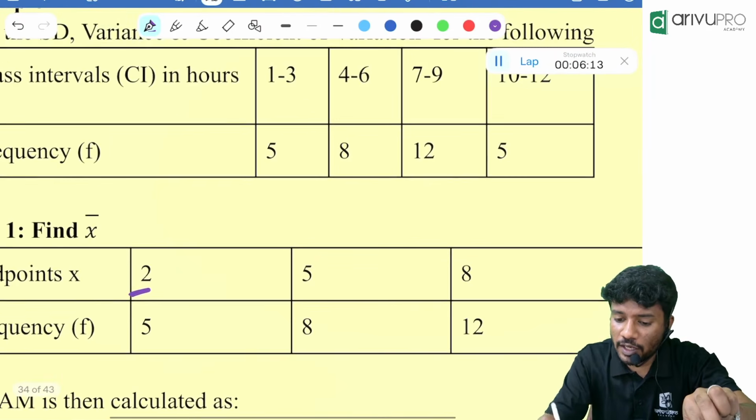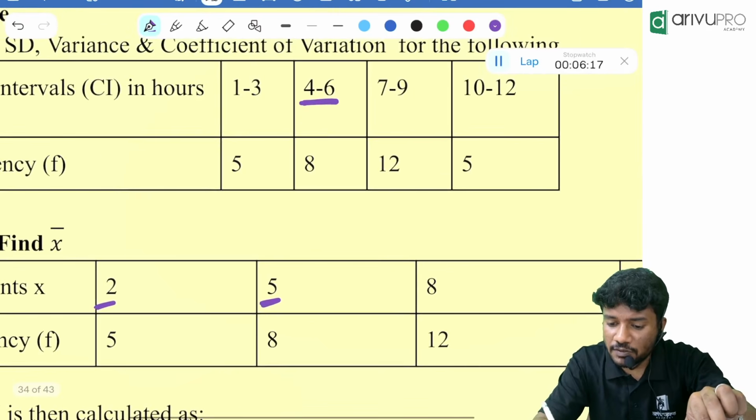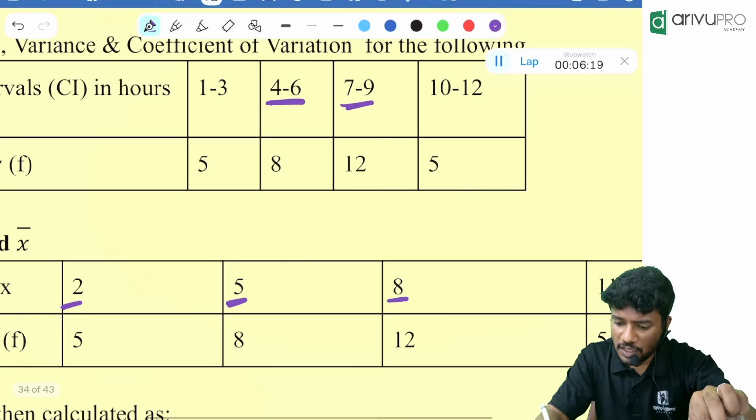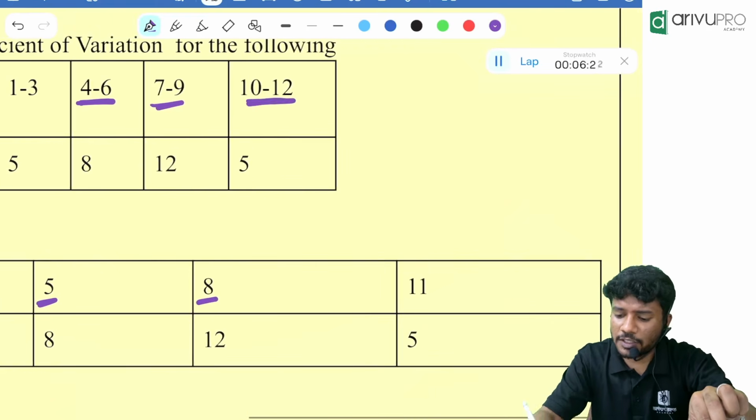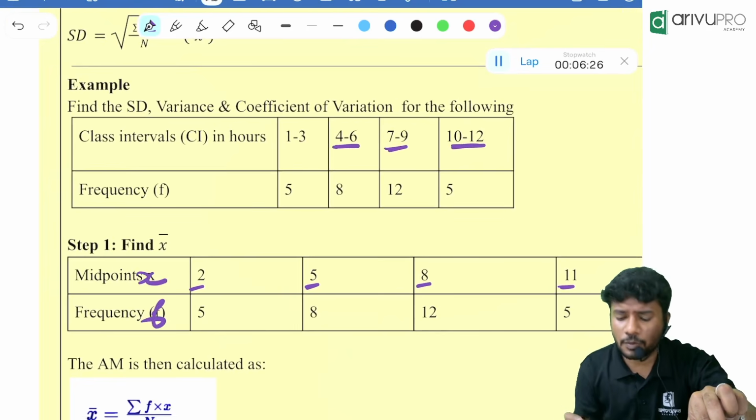Then second value is 6 plus 4 divided by 2, which is how much? 5. Then 7 plus 9 divided by 2 is how much? 8. 10 plus 12 divided by 2 is how much? 11. So we got the x values and the corresponding f values.